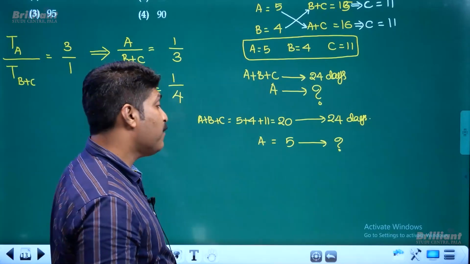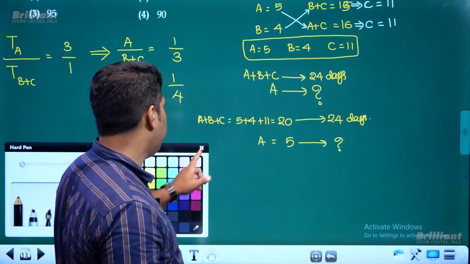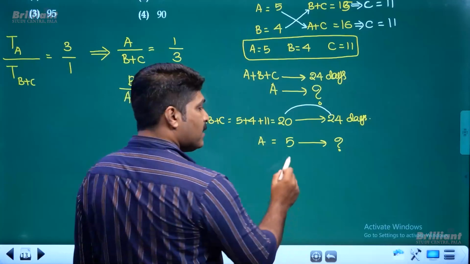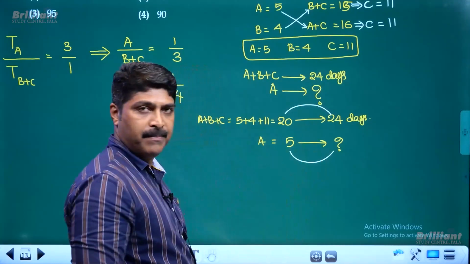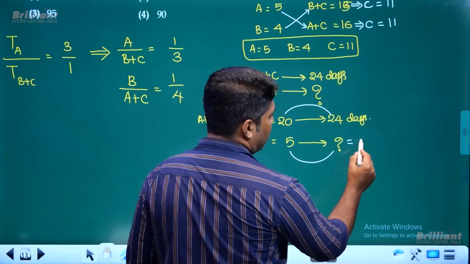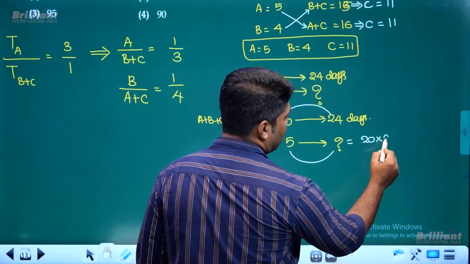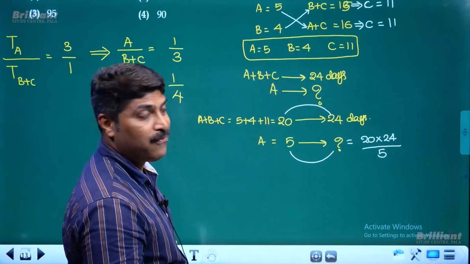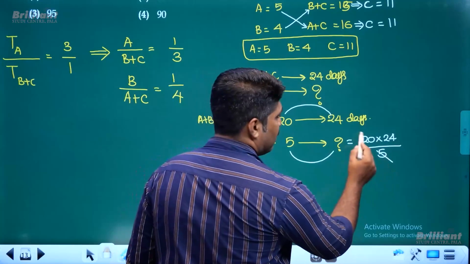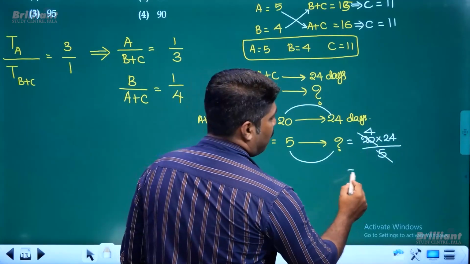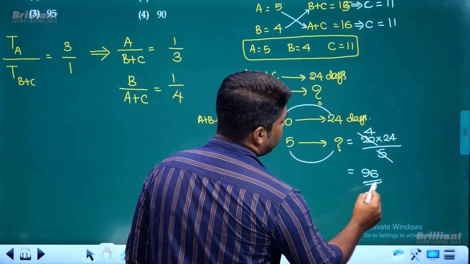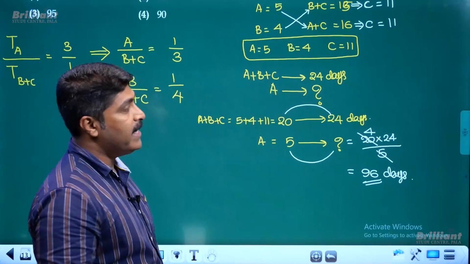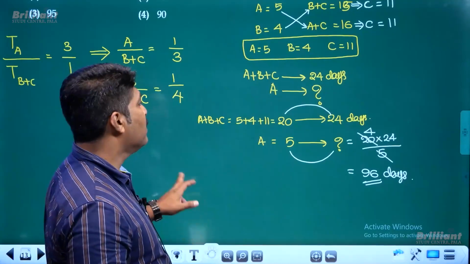Here you have to understand the very basic result of time and work: efficiency into time is work. Then how can we find this value? This is simply 20 into 24 by 5. Just simplify it. This is 4, so 24 into 4, that is equal to 96 days. That means A alone requires 96 days for the completion of this work.